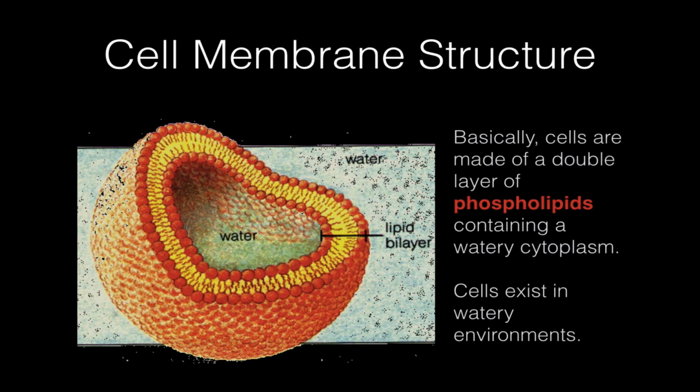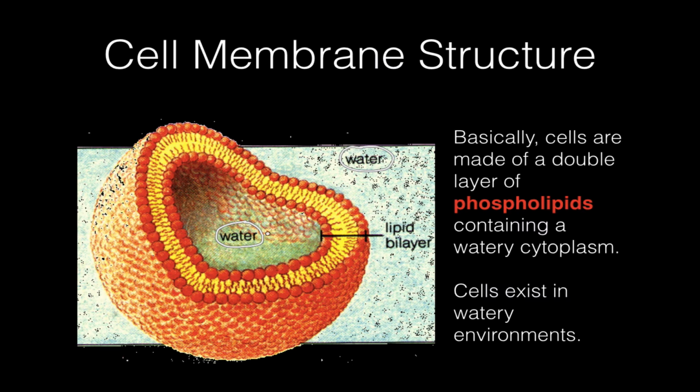Basically, cells are made up of this double layer of phospholipids, and this double layer of phospholipids is surrounding water or a watery environment. If you want to think of this as cytoplasm in here, that's perfectly fine. The cytoplasm is mostly water. And cells live in a watery environment. So the phospholipid bilayer is actually separating water on the inside from water on the outside.